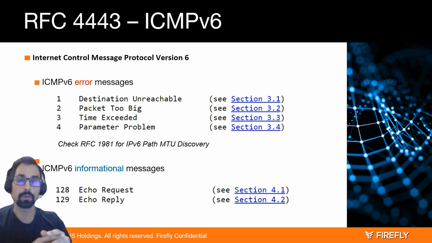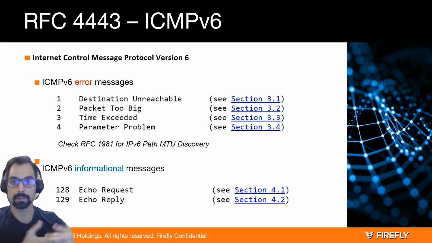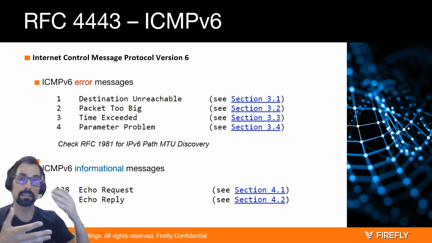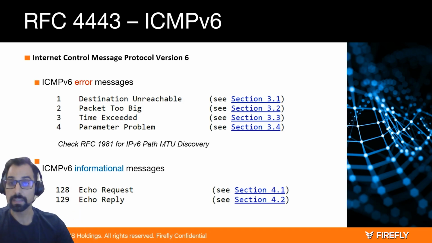Parameter problem is when, for whatever reason, it is a correct IPv6 message, but some of the information or the code is incorrectly created. So the packet is discarded, and the receiver sends a parameter problem saying, send this again, you formatted the packet incorrectly. And finally, IPv6 informational messages. We're also very used to this in IPv4 as echo request and echo reply, the typical ping test.